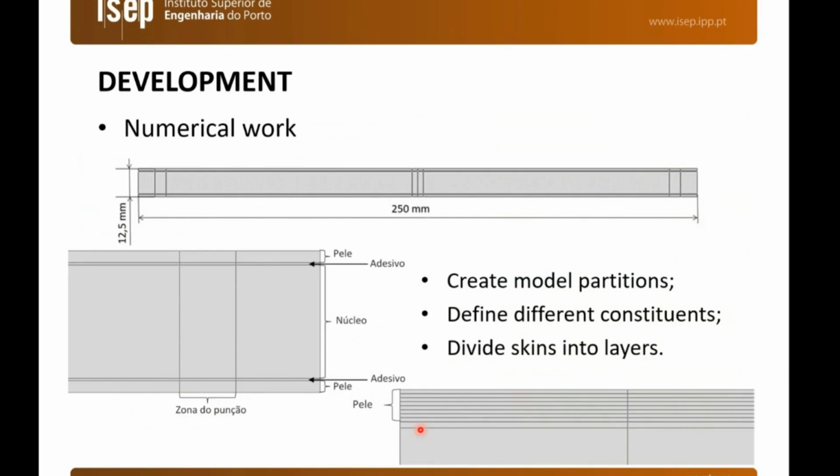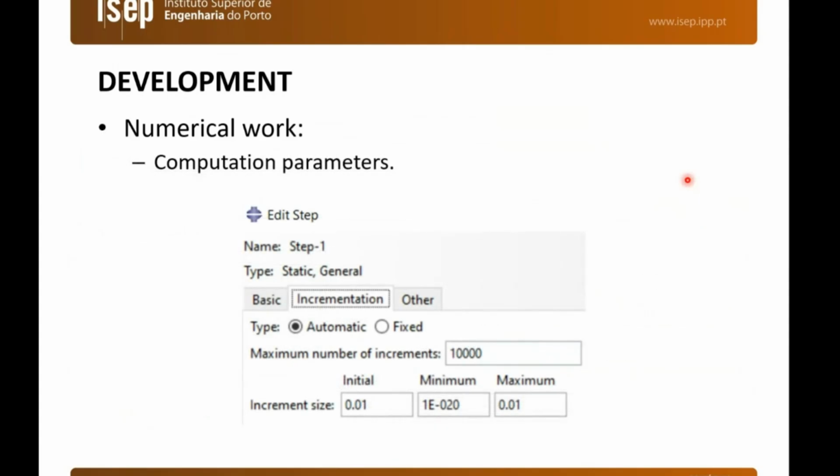Before the results, in terms of numerical pre-processing, we use the Abaqus software, a static analysis with an implicit solver. Initially, we created different partitions in the model. We defined the different constituents, ranging from the core to the skins and passing through the adhesive, which is modeled by cohesive zone elements. We also considered a higher refinement in the contact region between the punches and the specimen itself because of the compressive stress concentration that we have in this region.